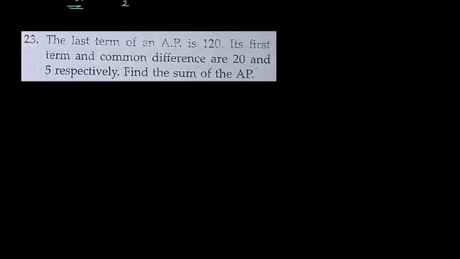Now let us see this last question for today. The last term of an AP is 120, so a_n is given as 120. Its first term and the common difference are 20 and 5. First term, that is a, is given as 20 and the common difference d is given as 5. Find the sum of the AP. S_n is the question mark. Okay. a is given, d is given, a_n is given, S_n we have to find out.